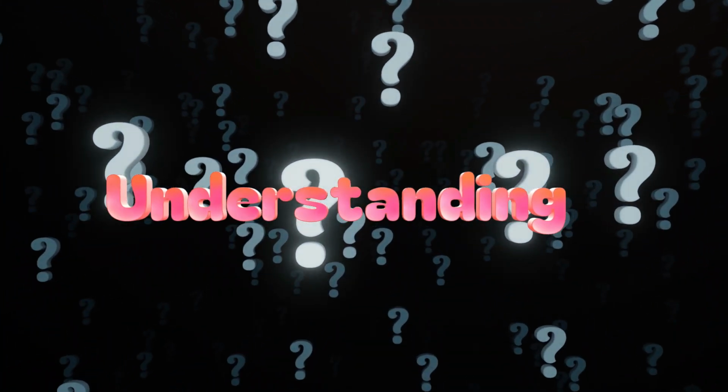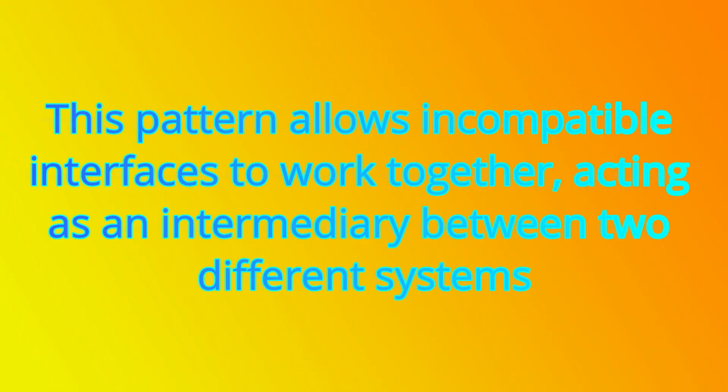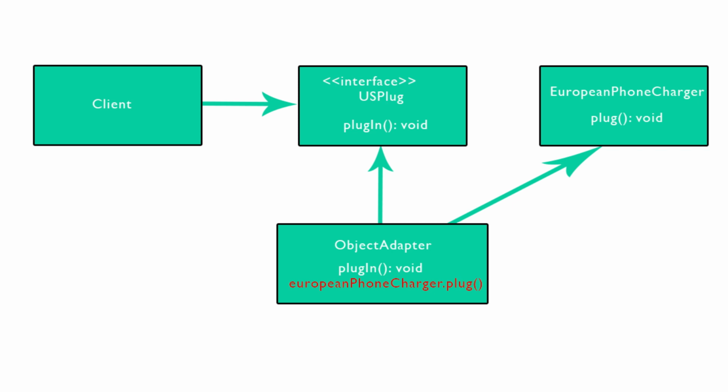Before we jump into the example, let's grasp the core concept of the adapter pattern. This pattern allows incompatible interfaces to work together, acting as an intermediary between two different systems. It's like using an adapter to plug your device into a foreign power outlet, making things fit and function smoothly.